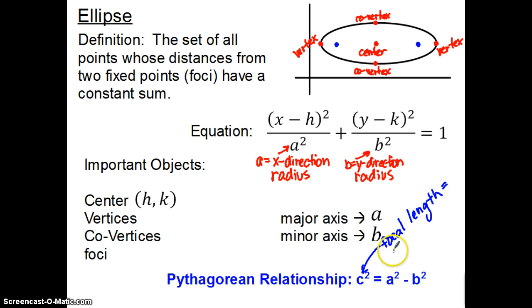Now, if you know what that is, which is the length from the center to a focus, then you will be able to write the coordinates for the foci, which is what we're going to be asked to do in a lot of these problems. So there is your Pythagorean relationship.